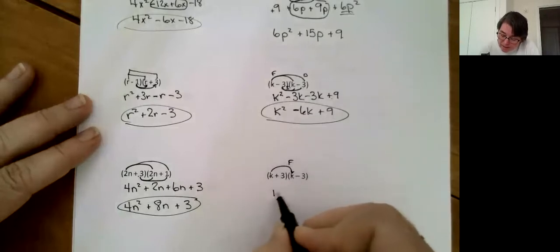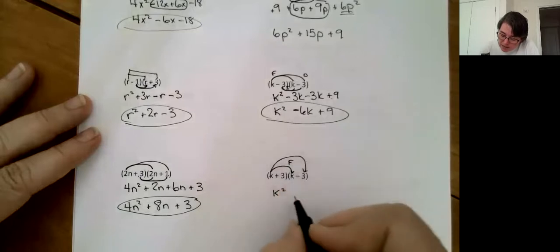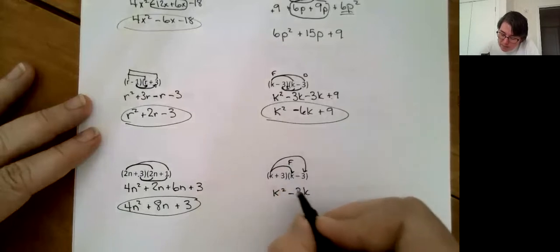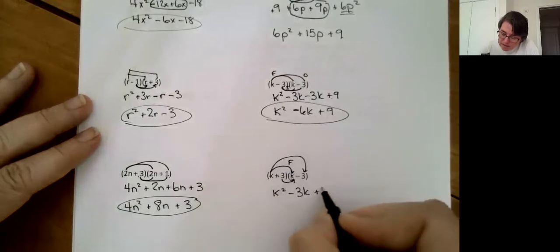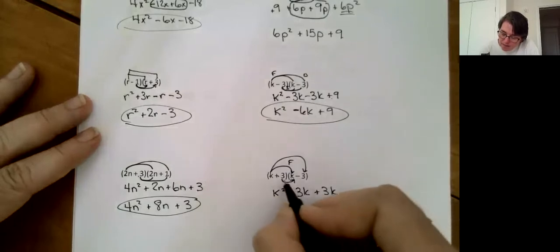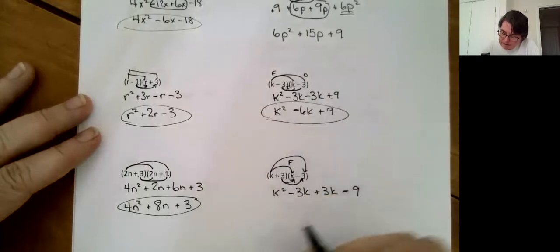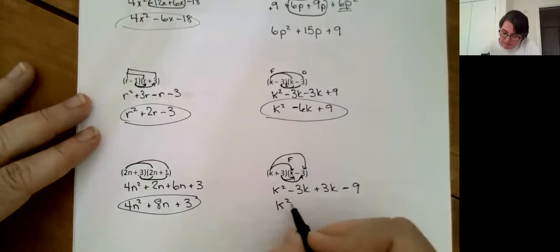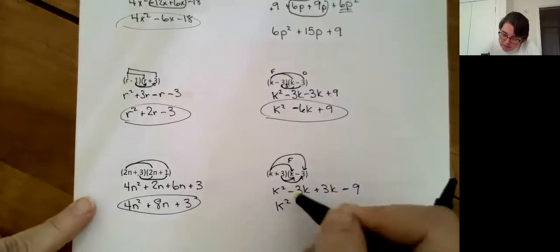K times k is k squared. K times minus 3, minus 3k. Plus 3 times k is plus 3k. 3 times minus 3 is minus 9. Now, this is where it gets cool. Look, look, look.